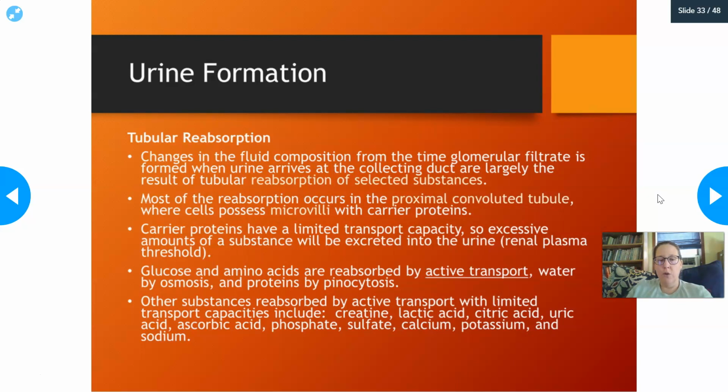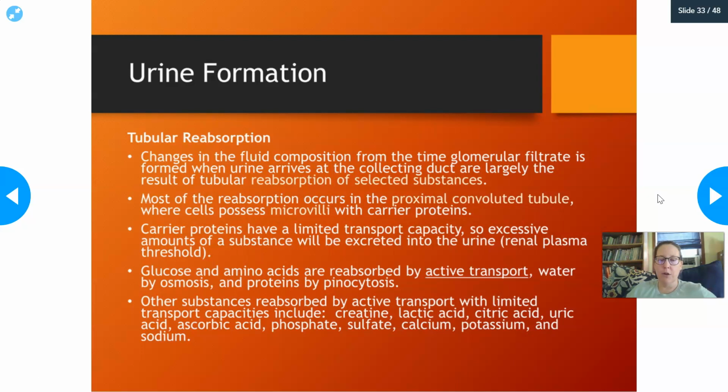So the glucose and amino acids are reabsorbed by active transport, which means you need to expend some ATP, and it's a transport molecule that's going to pull it against concentration gradients, and just going to keep pulling that substance and putting it back into the blood. Water moves by osmosis, and proteins by pinocytosis, which is again like endocytosis except of liquids. It engulfs it into the cells that line the convoluted tubules, and then puts it back into the plasma of the blood.